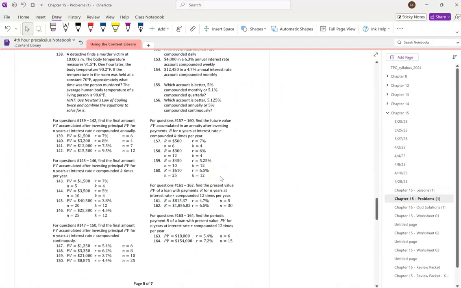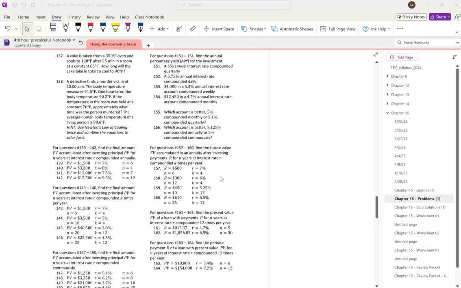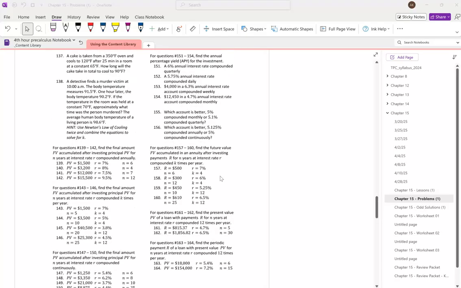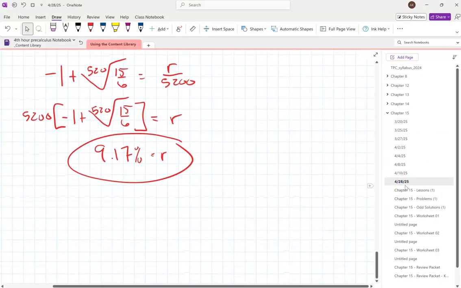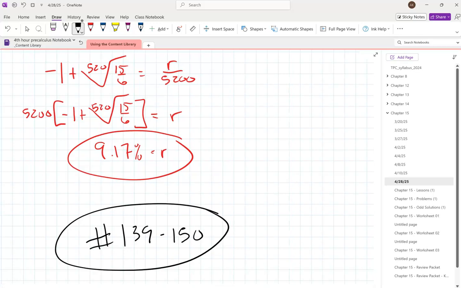If I look at the problems you guys should be able to do now, 39 through 50. Oops, that wasn't what I meant to press. 139 through 150. So that'll be part of this Sunday's problem set.